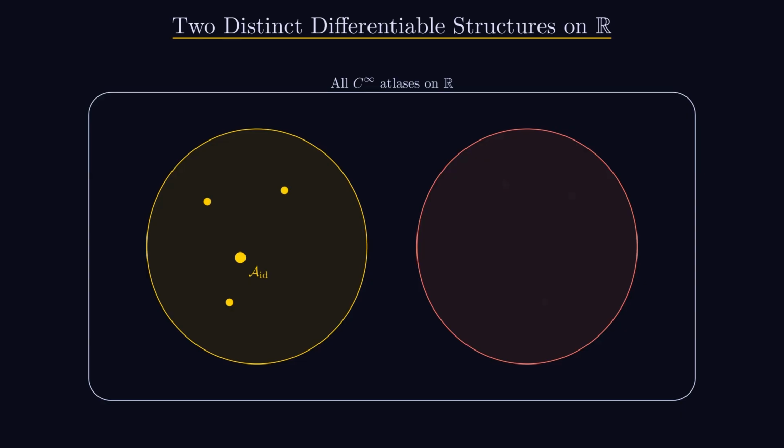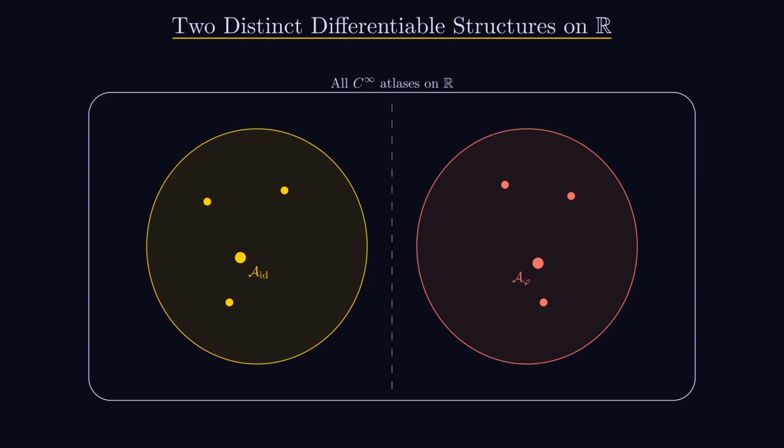The atlas A_phi, consisting of the single chart phi of s equals s cubed, sits in the right equivalence class. It shares that class with every other atlas compatible with phi. The dashed line between the two blobs is not a choice, it is a mathematical fact. The transition map tau 2 equals t to the 1/3 is not C-infinity at 0. Therefore, the union of any atlas from the left class with any atlas from the right class fails to be C-infinity. No chart from the left class is compatible with any chart from the right class. The partition is forced.